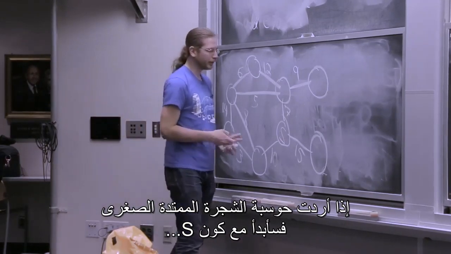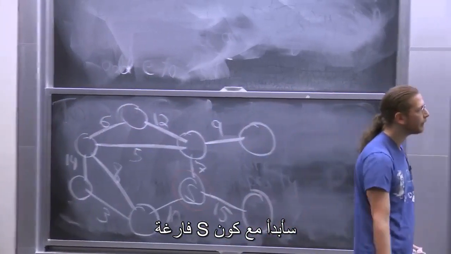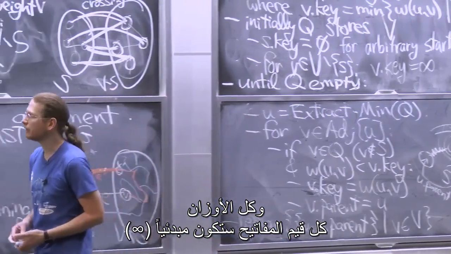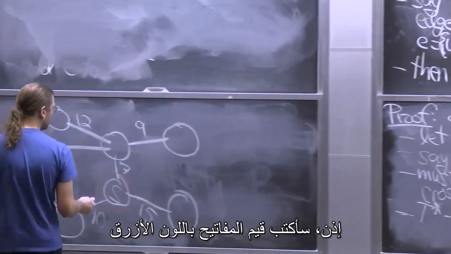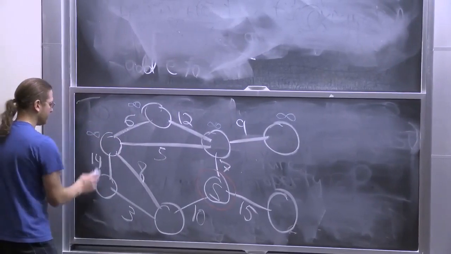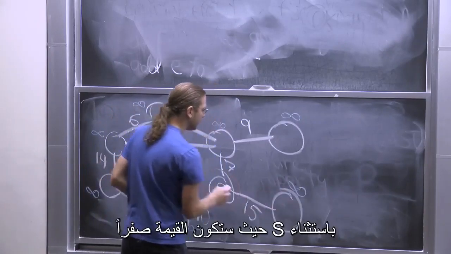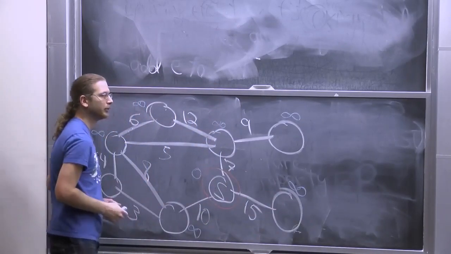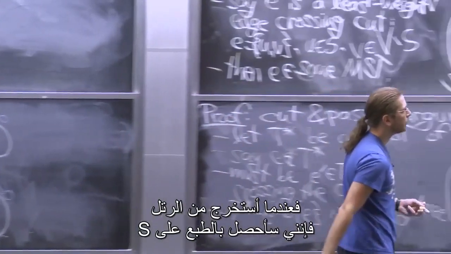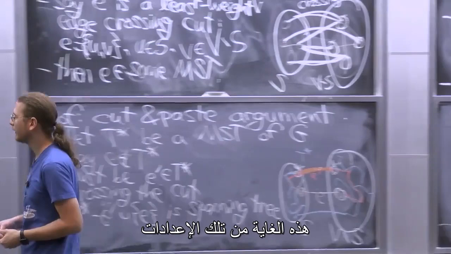I'm going to start with capital S being, well, actually, I start with capital S being nothing. And all of the key values are initially infinity. I'm going to write the key values in blue. So initially, everything is infinity for every vertex, except for s, the value is 0. Then all of these things are in my priority queue. And so when I extract from the queue, I, of course, get s. That's the point of that setup.